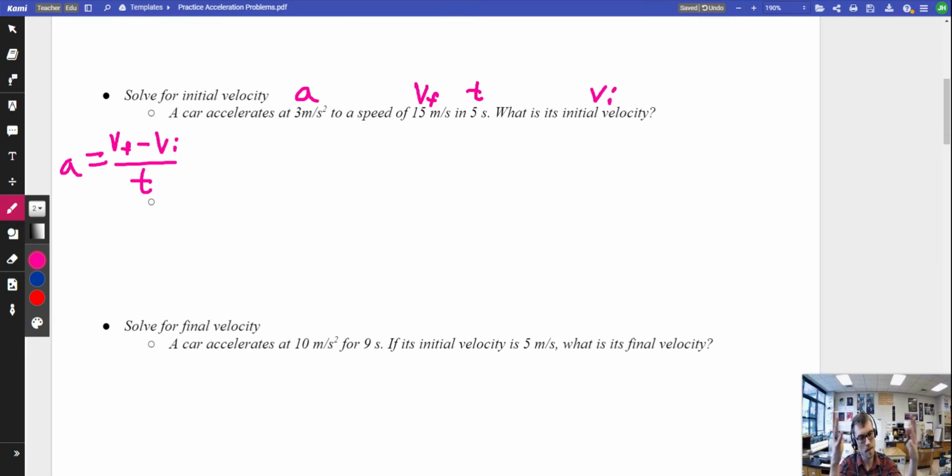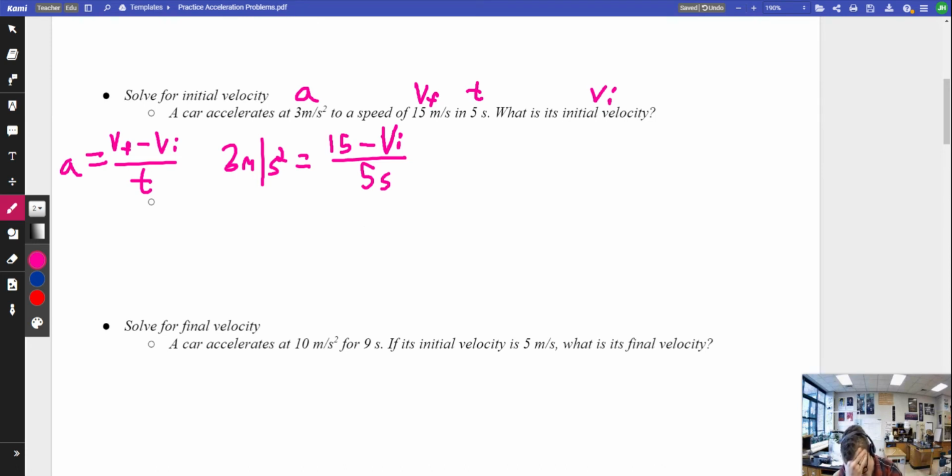So what we need to do is plug in our pieces. Our acceleration, 3 meters per second squared, is equal to the final velocity, 15, minus the initial velocity, divided by the time, which is 5 seconds. So we've got everything filled in here. Now we need to go through and solve.